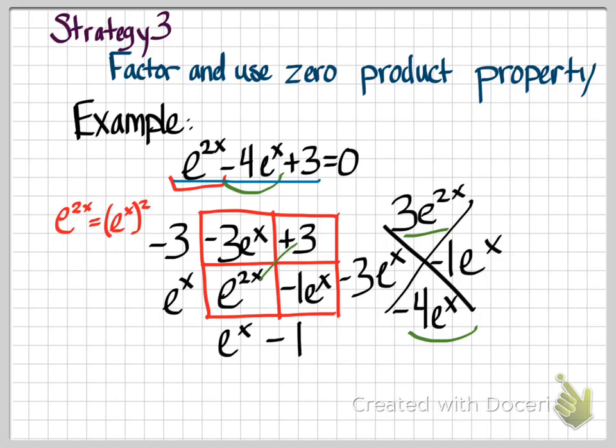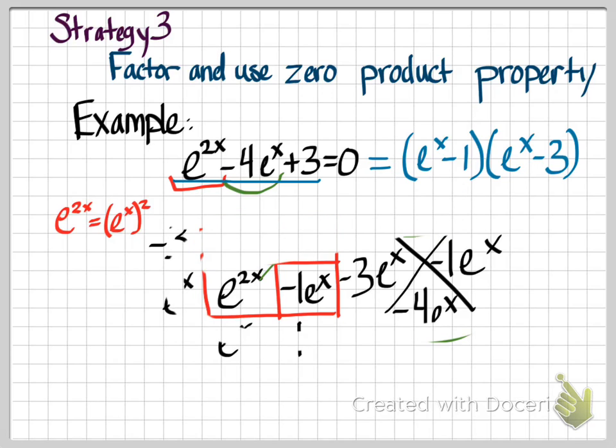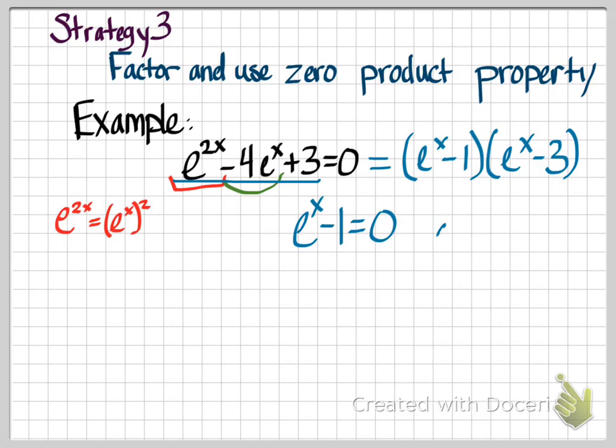Last but not least, we'll replace our expression with what it's equal to. So our dimensions, the outside of our box, is equal to what we originally had in the problem. And of course, that's still equal to 0. Now we'll use the zero product property. Since these two things times each other equals 0, one of them has to be 0. So we have two equations, and we'll get two solutions for this problem.